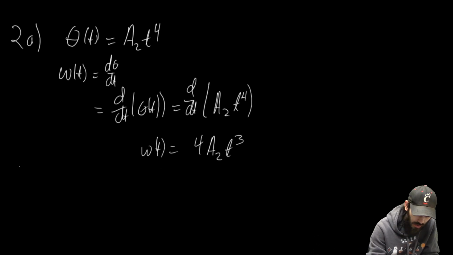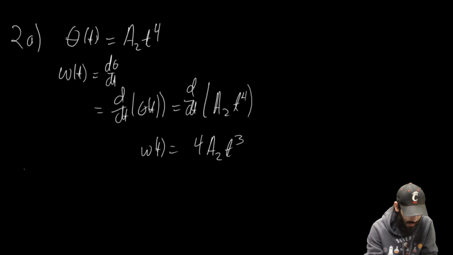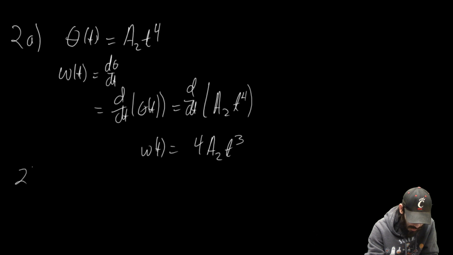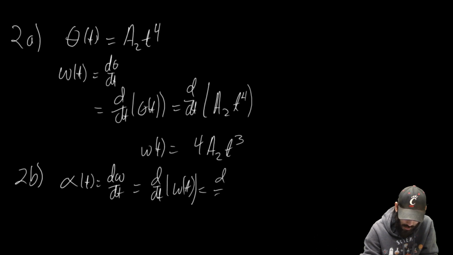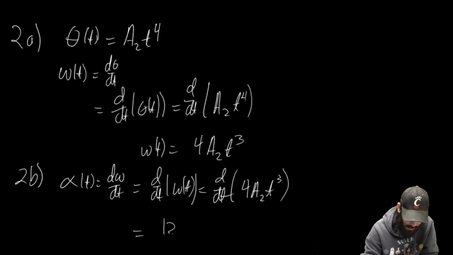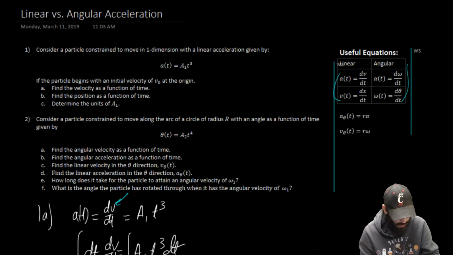Next thing we can do is find the angular acceleration as a function of time. This is just going to say that alpha, the angular acceleration as a function of time, is going to be equal to d omega dt, which is d by dt of omega of t. This is equal to d by dt of 4a2 t cubed. So this is going to be equal to 12a2 t squared. So that's alpha of t.